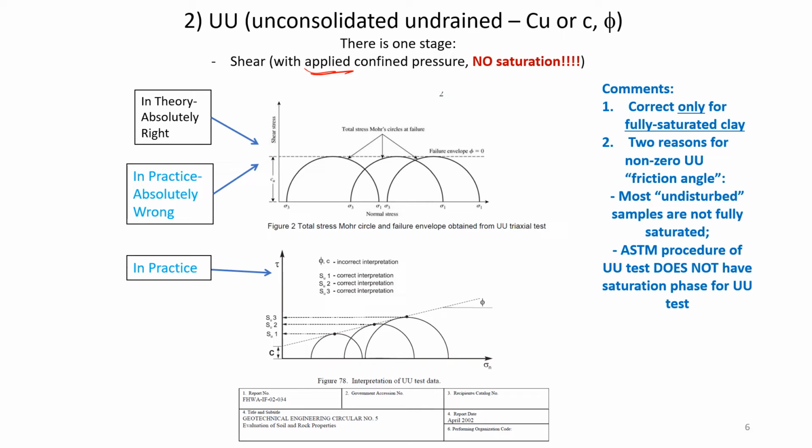Because according to ASTM, you don't saturate it. So when you trim, when you put inside the cell your rubber sleeve, your plates and the pistons, you have air between all these areas. And during trimming, you already put air inside your sample. So it's not fully saturated, and when it's not fully saturated, you every time apply it higher.